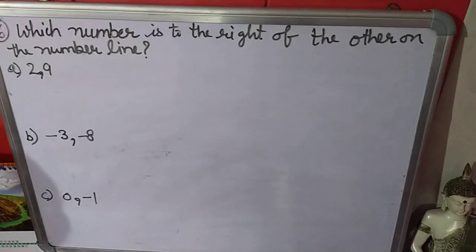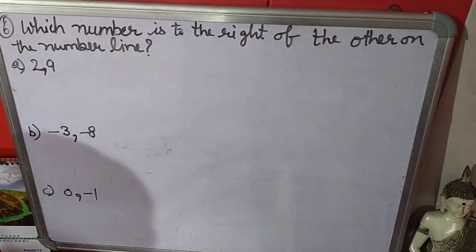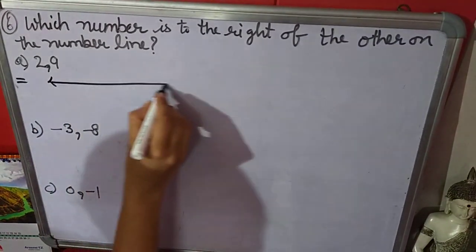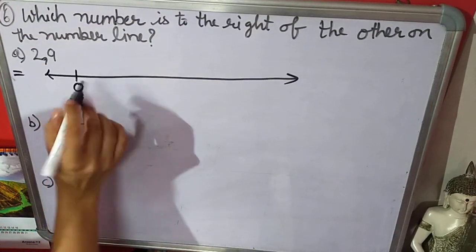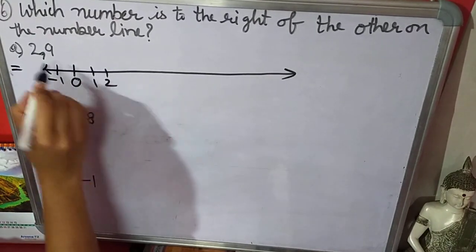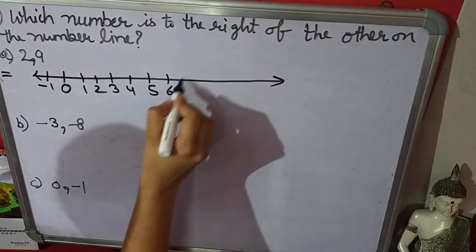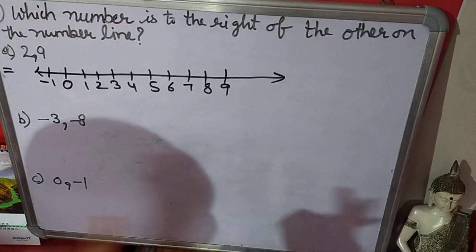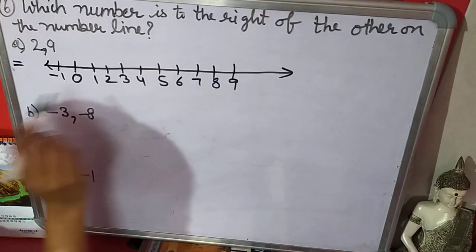Sixth question is which number is to the right of the other on the number line. It means we have to draw number line for this. First of all, we will draw number line. Both are positive integers, so we will draw only positive integer. 1, 2 till 9. Big number is 9. 3, 4, 5, 6, 7, 8 and 9. And you have to draw all number lines with scale and pencil only.